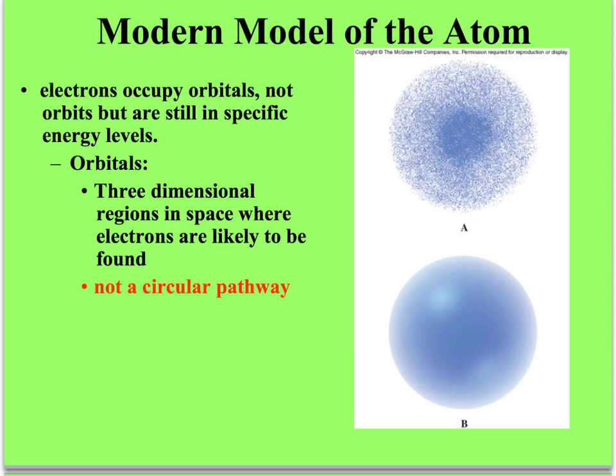Okay, the modern model of the atom, we've looked at Bohr's model, then the quantum theory, and now this is the modern model. The electrons occupy orbitals, not orbits, but are still in specific energy levels. Orbitals are called three-dimensional regions in space where electrons are likely to be found. They're kind of like an electron cloud, and there's not a circular pathway. They kind of rotate through this whole space.